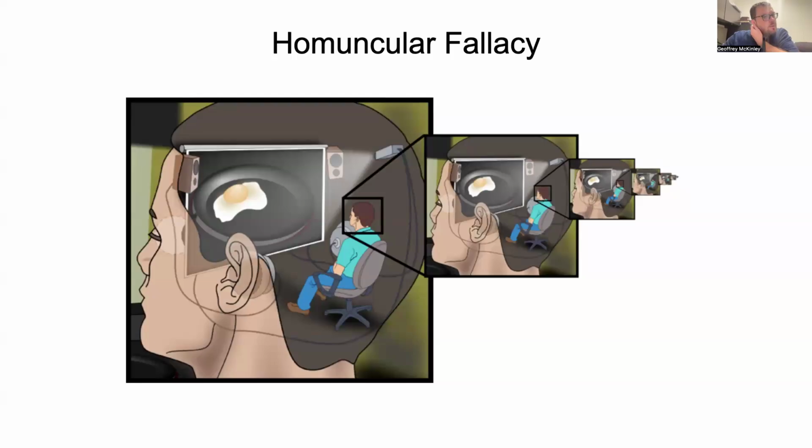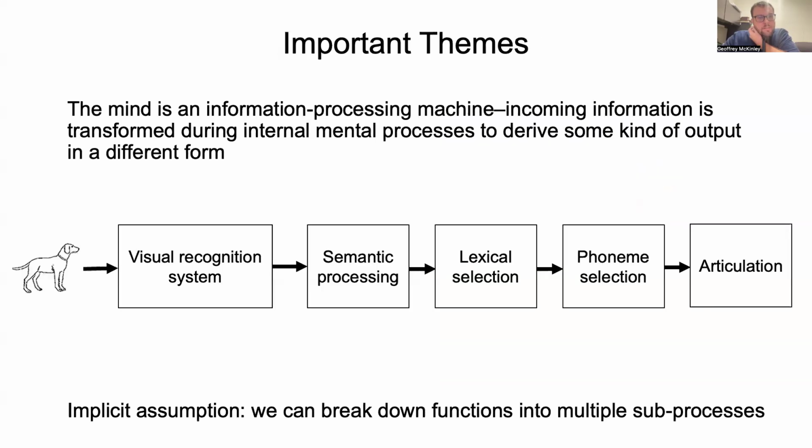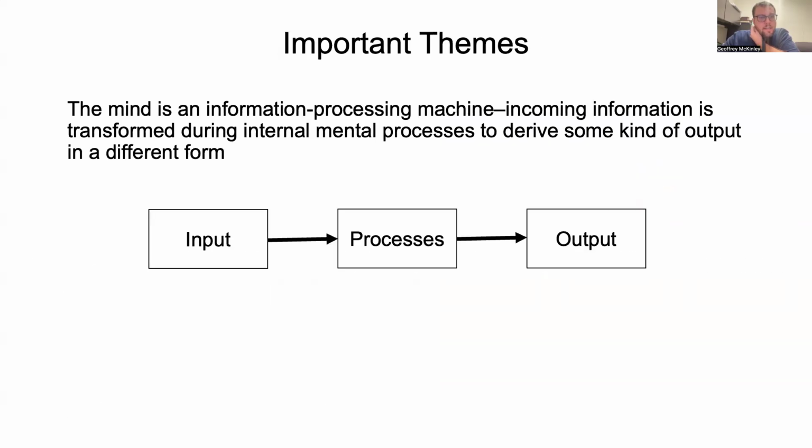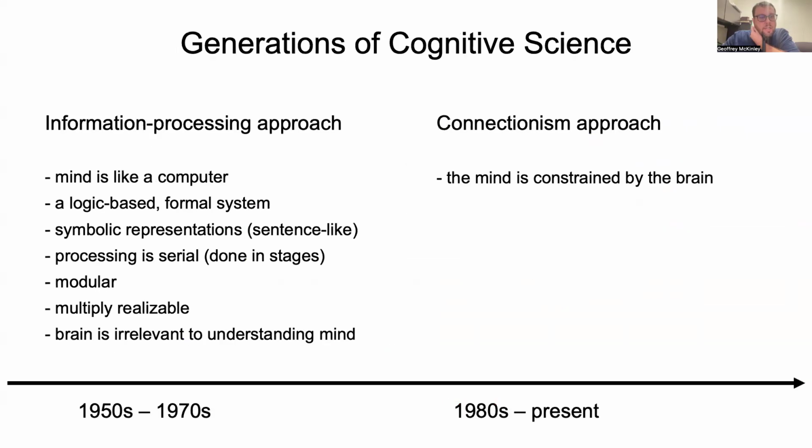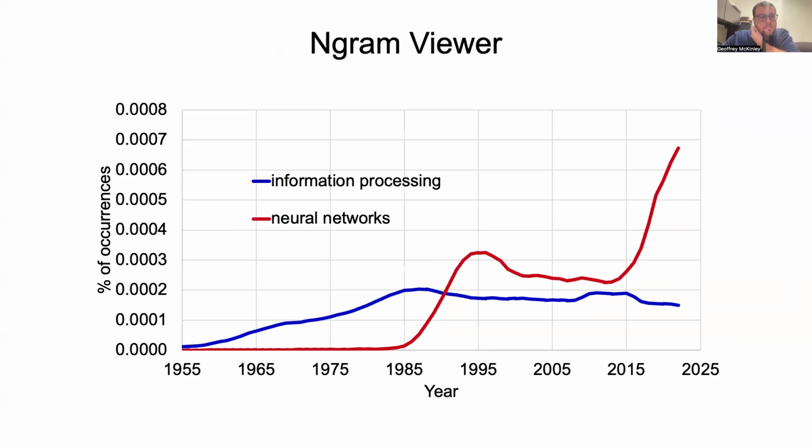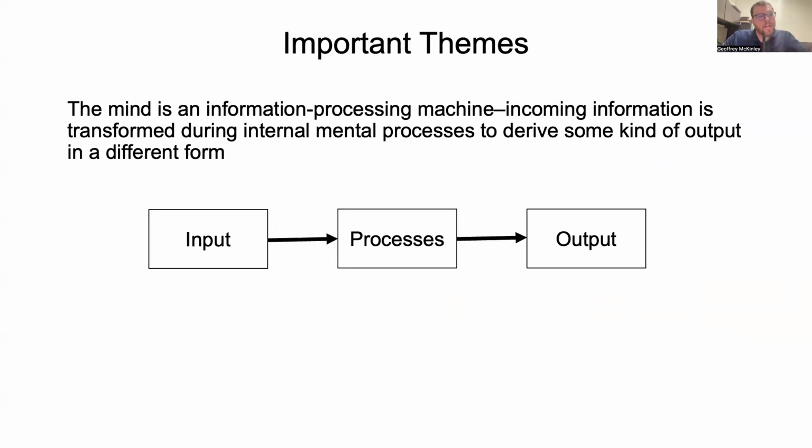Okay, so now we're going to talk about representations and algorithms. And to talk about that, first I want to go back. We talk about how the mind is an information processing machine, right? It transforms incoming information through internal mental processes, derives some kind of output.